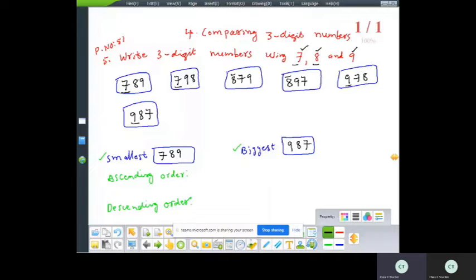987. Now you are asked also for ascending order for these numbers. Next, descending order for these numbers. Now, meaning of the ascending order means small to big. Small to big. Yes. From these numbers, which is the smallest one? 789. Next one, 798.